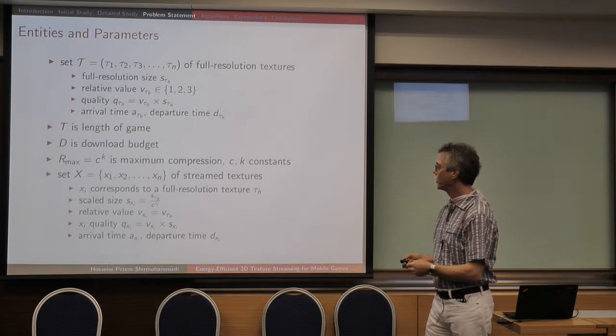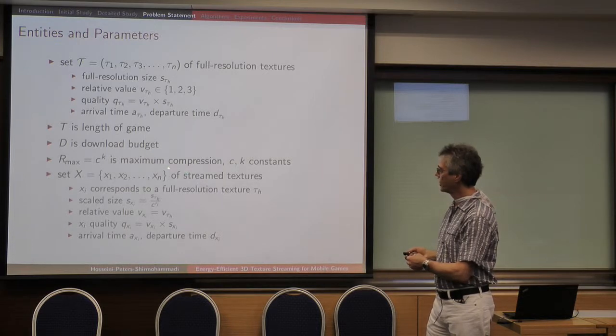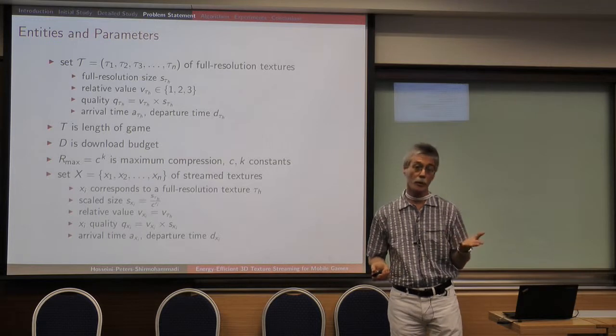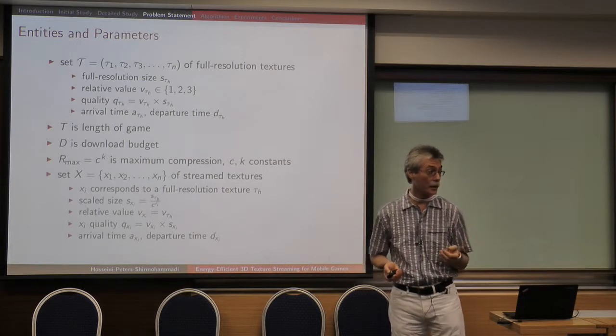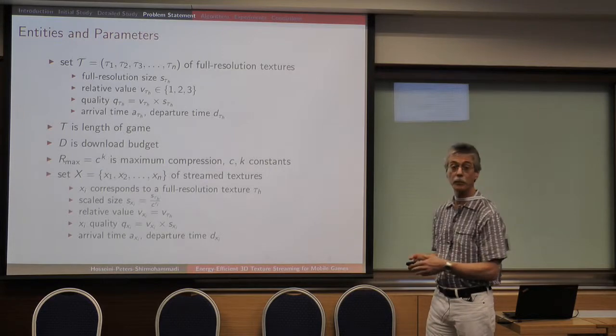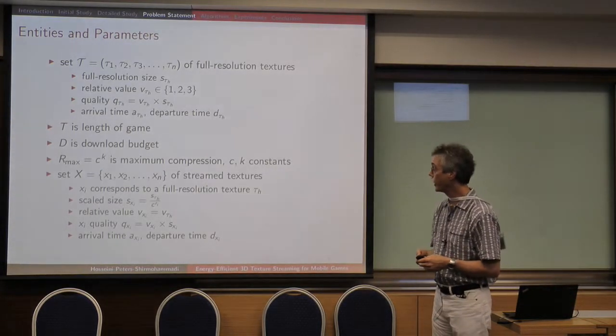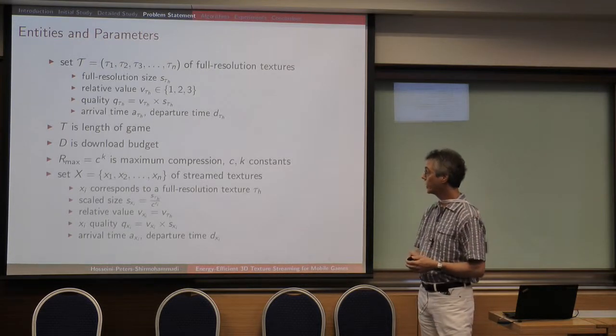This is the time it's visible in the scene. The length of the game, the download budget, our maximum compression is going to be of this form. In our study, C was 4. So we're going down by powers of 4. And this is the maximum you're allowed to downsample and still have the quality be acceptable to the user.